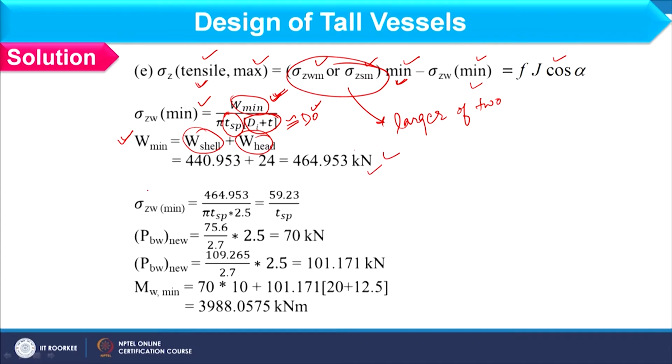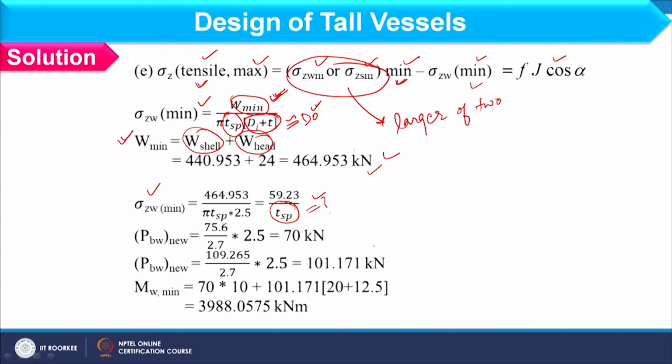Considering this, I can find out sigma ZW minimum, and that should be equal to 59.23 by TSP, because I have to calculate the thickness of the support plate. So this value remains unknown for now. And then we will find out sigma ZWM and sigma ZSM at minimum condition. Let us see how to consider that.